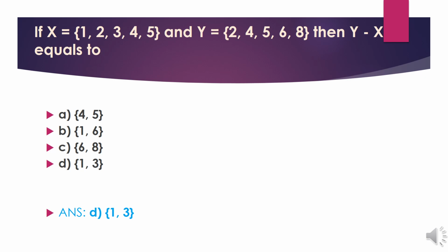If X is equals to 1, 2, 3, 4, 5 and Y is equals to 2, 4, 5, 6, 8, then Y difference X equals to A, 4, 5, B, 1, 6, C, 6, 8, D, 1, 3. Answer D, 1, 3.